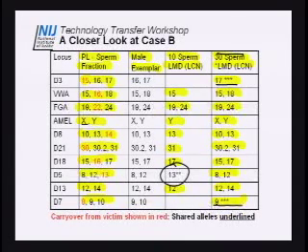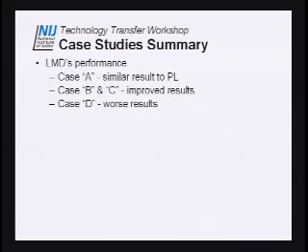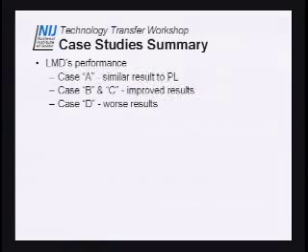So in summary, in this very small case study, I believe that we really need to do a large case study in a forensic laboratory. We were limited even by the amount of sample we had left over in this case that they gave us, so we couldn't go back and try again to see if we could get improved results. In case A, the results were similar to preferential lysis. In cases B and C, we actually got improved results using LMD. And in case D, worse results.